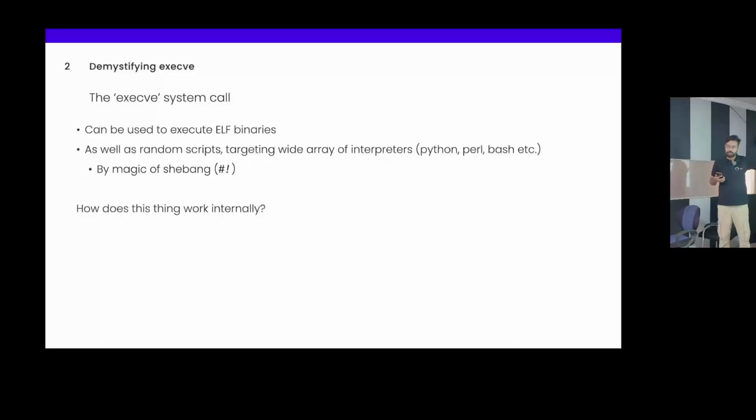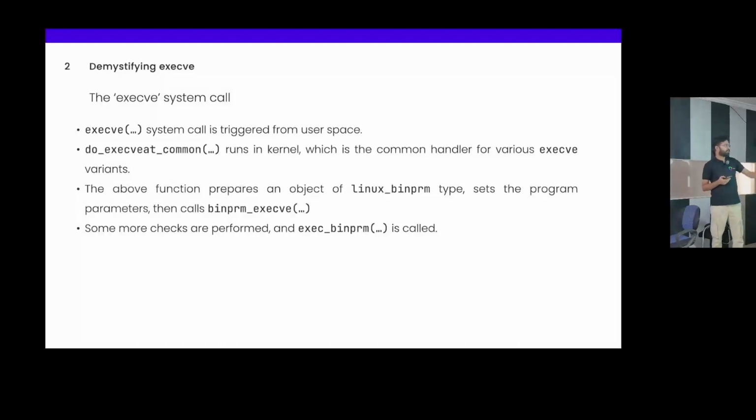Twist and turn it into doing something unexpected, and that is the end goal. So before we start twisting and turning, we need to understand what happens internally. This is the function that you can call from user space, and everything else happens inside kernel. This is the boundary. Before this, it is in user space. Below this, it is in kernel.